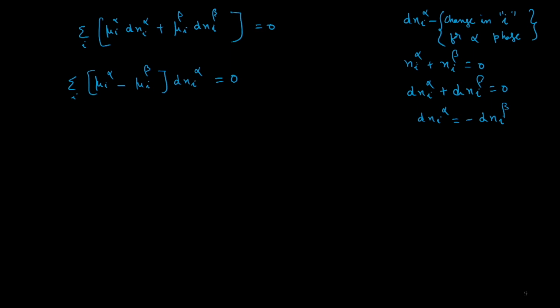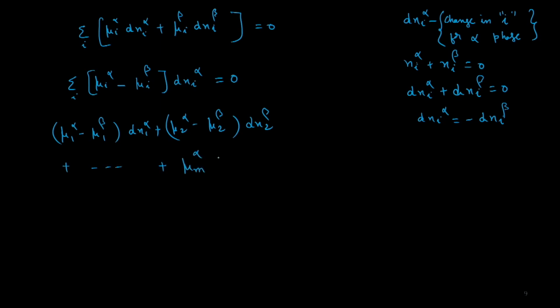So let me extend that a little bit. This would be mu 1 alpha minus mu 1 beta times dN1 alpha, plus mu 2 alpha minus mu 2 beta times dN2 alpha, plus so on all the way through the mth component, mu m alpha minus mu m beta times dNm alpha. This needs to be equal to 0.